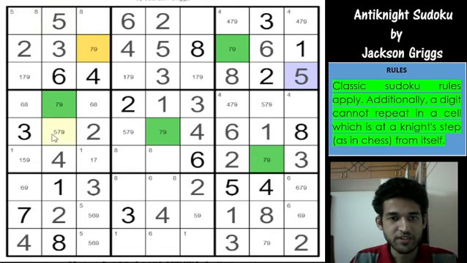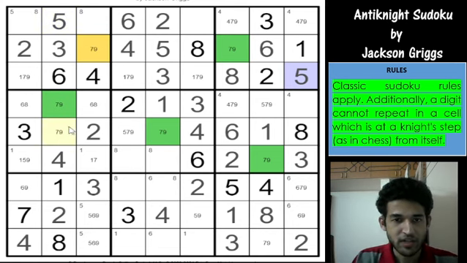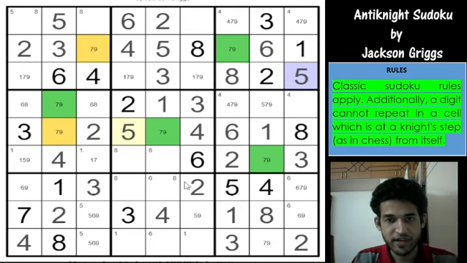So that is a 5, which means that's 7 9 now. And that has to be a yellow cell. And which means that you have a 7 9 pair, and that becomes a 5. And that is a 1 7 and 9.